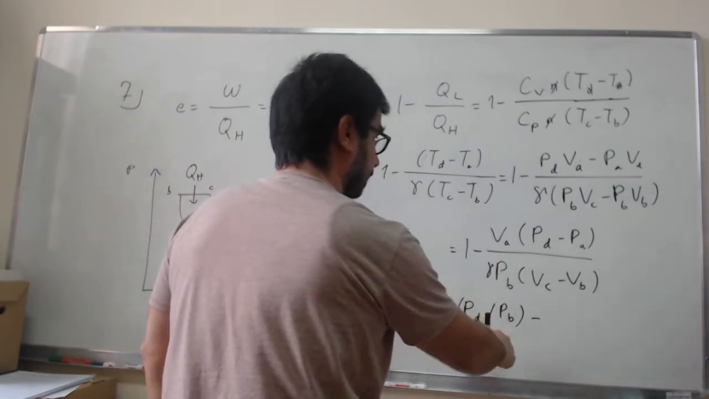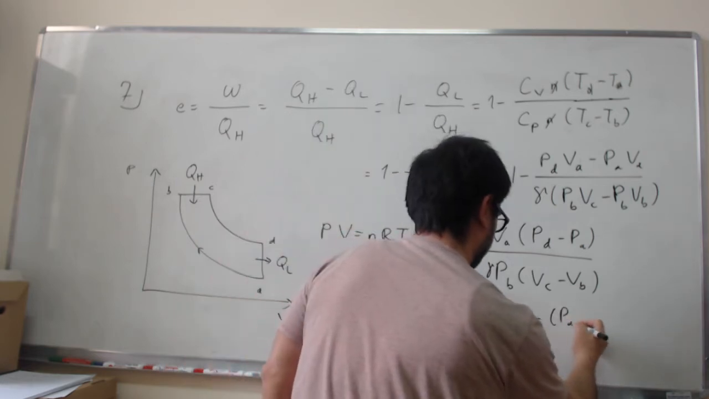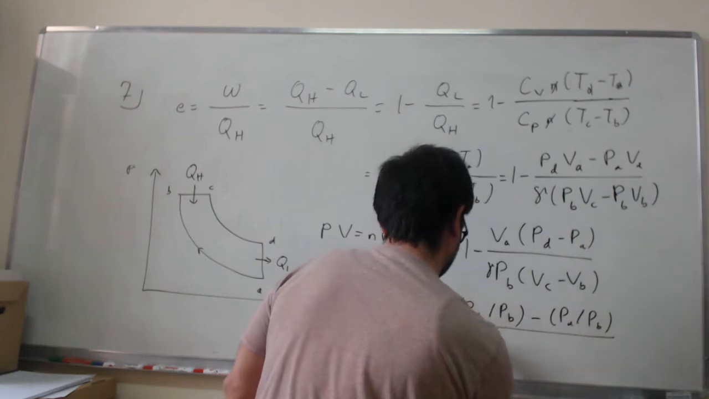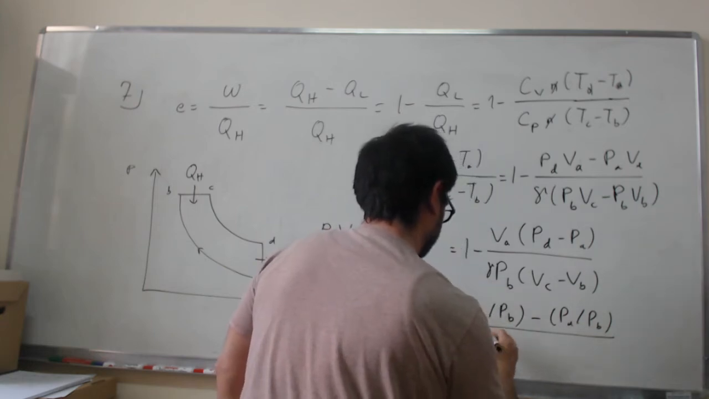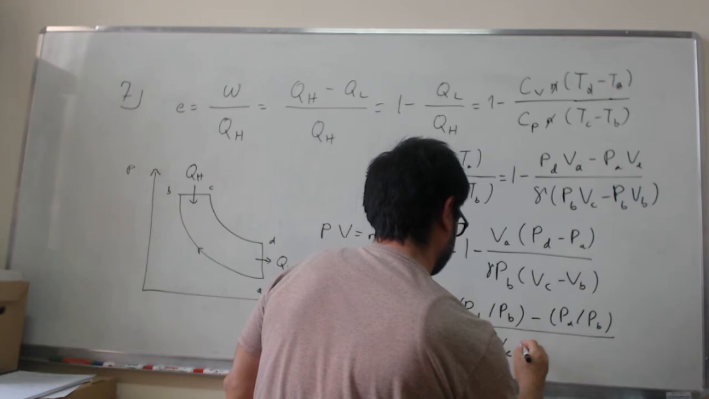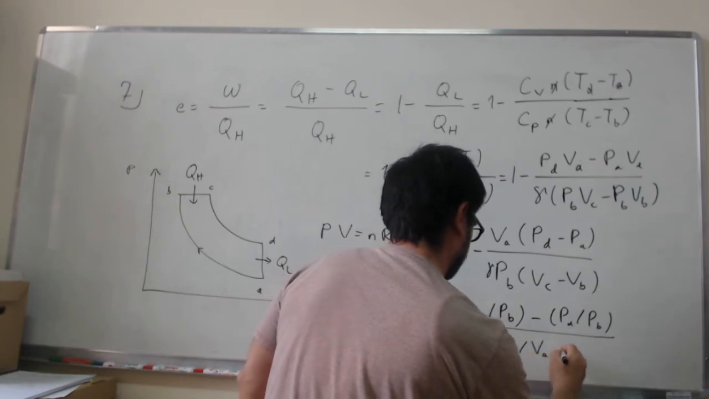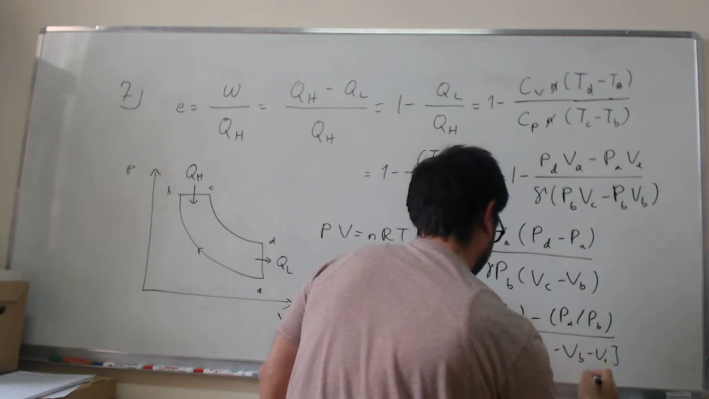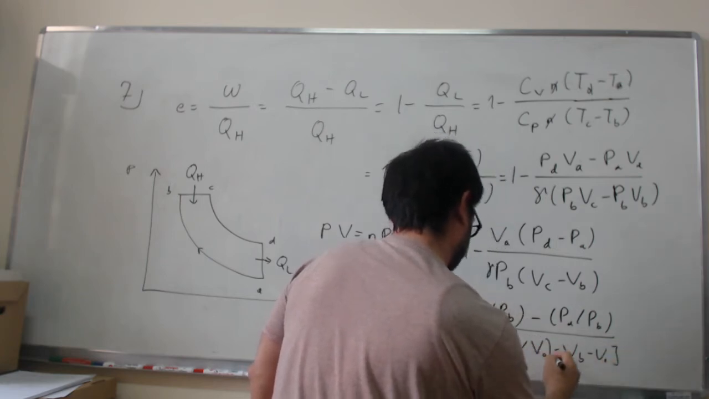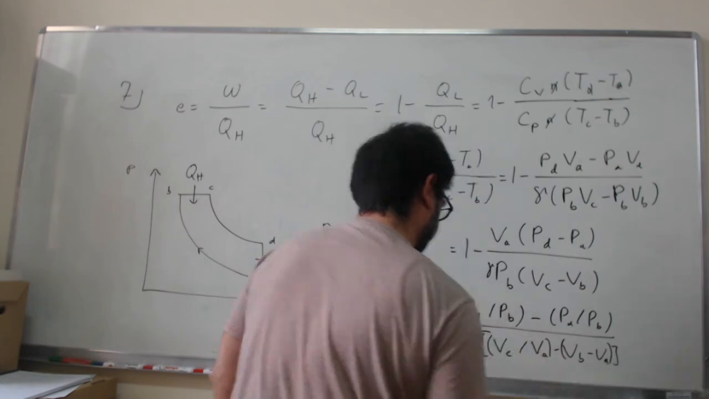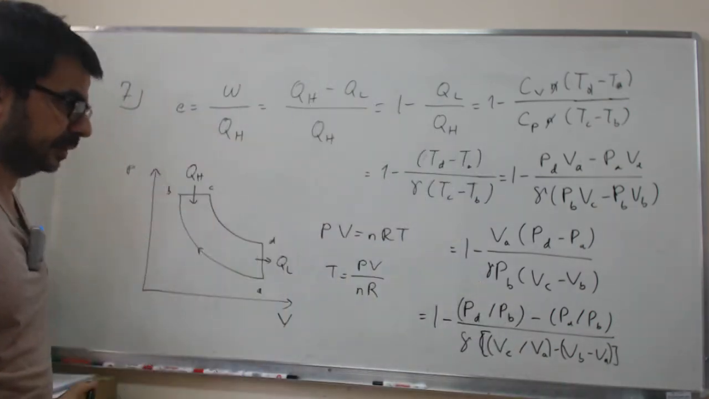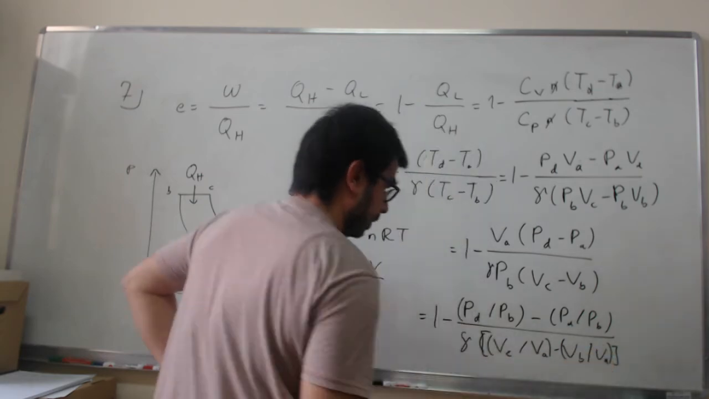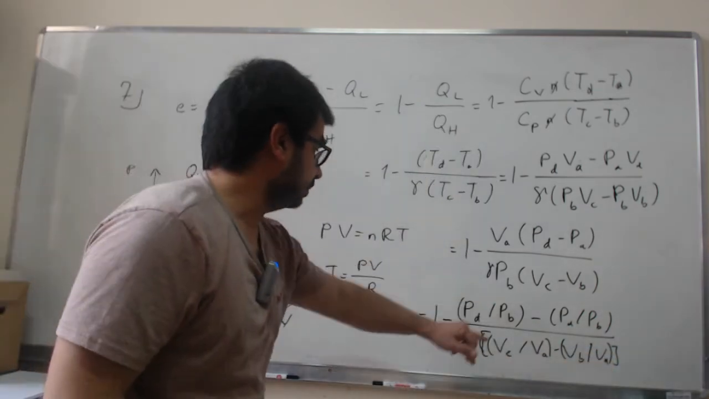PD by PB and PA by PB divided by gamma of VC by VA minus VB minus VA. Perhaps you can't read it, but hopefully you heard what I said. So it's not minus, it's a division, and then you take these and manipulate these.